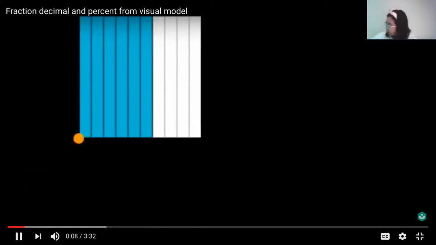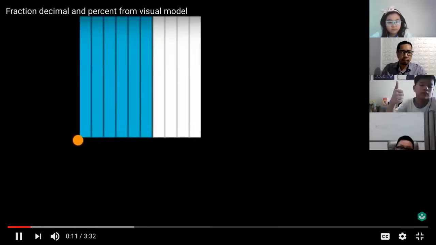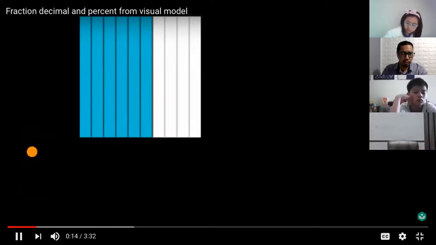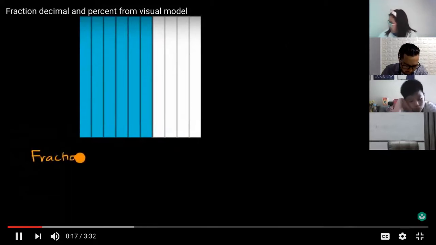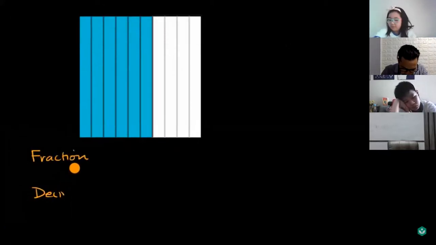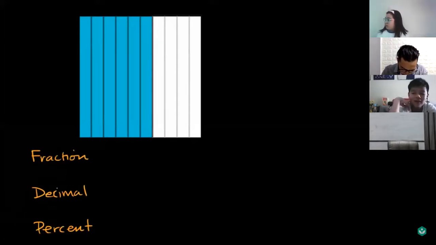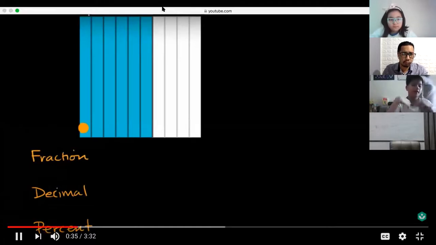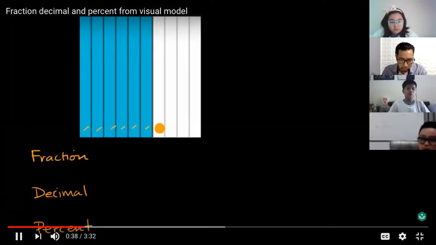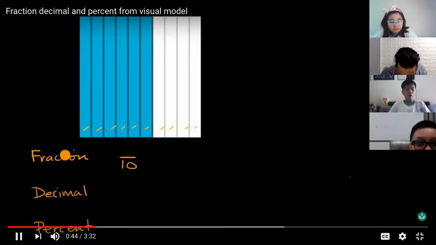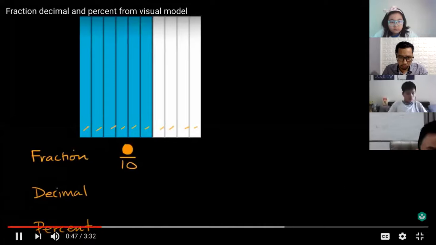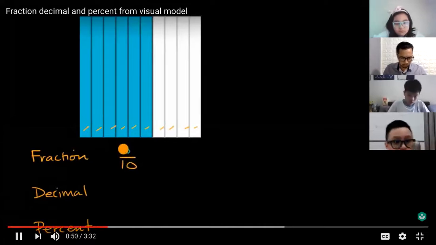Shaded in blue. What we're going to do in this video is try to represent the part that is shaded in blue as a fraction, as a decimal, and as a percent. So pause the video and see if you can do that. Well, let's first think about it as a fraction. So the whole is split into 1, 2, 3, 4, 5, 6, 7, 8, 9, 10 equal sections, and 6 of them are filled in. So the blue represents 6/10 of a whole, or you could just say 6/10.